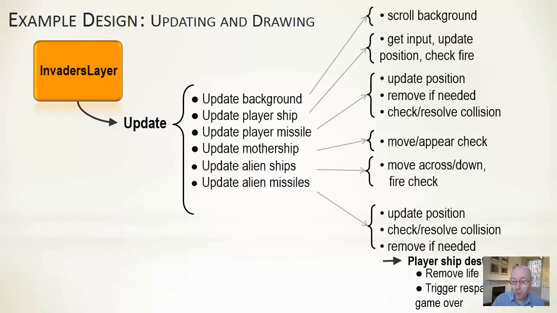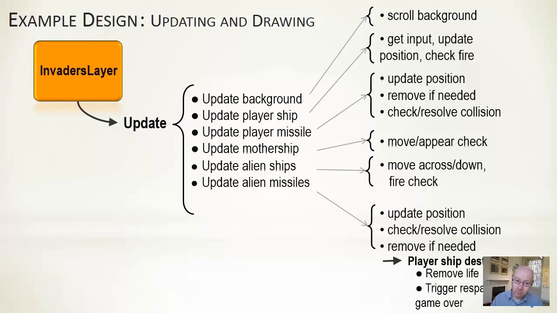We've also gone into the bottom with a trigger. This is the first trigger we've put into the space that we have available. So remove if needed, and we've got to check down here that if we have collided with the player ship, then we want to take some subsequent actions beyond that. So we want to remove a life, we want to trigger a respawn or game over screen depending upon what happened. So we're devolving it a little bit further.